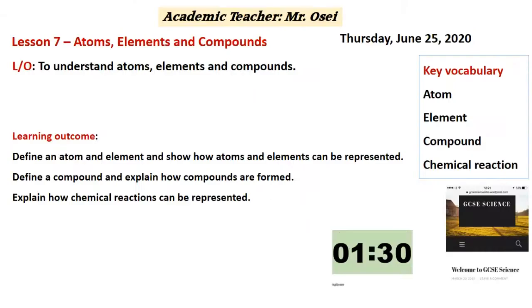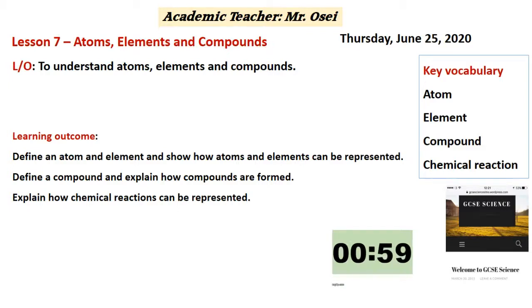Thank you. So we want to look at atoms, elements, and compounds. We want to understand atoms, elements, and compounds. And what we want to achieve today, within the time that we've got, is number 1, to be able to define an atom and also define an element and show how atoms and elements can be represented. We'll want to define a compound and explain how compounds are formed. Finally, explain how chemical reactions can be represented.